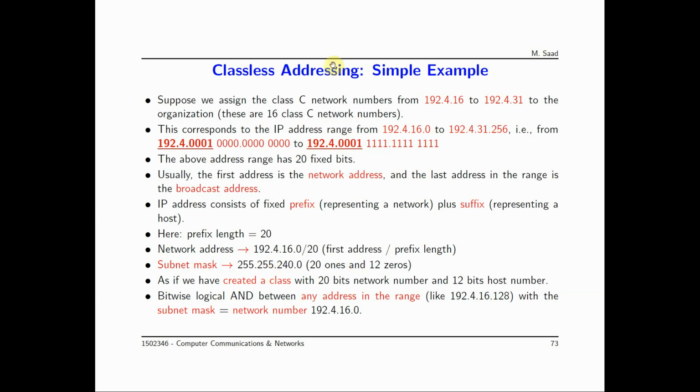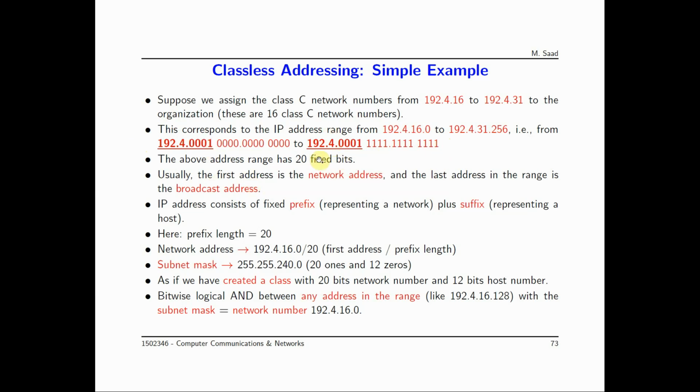Now, in the classless addressing scenario, we also have a subnet mask, right? And the subnet mask will reflect how many fixed bits we have. Remember, the subnet mask was a sequence of ones followed by a sequence of zeros. We have ones in the bit positions that reflect the network and subnet ID if we have a subnet, so network ID in general. And we have zeros in the bit positions that represent the host ID. So for our block of IP addresses, what is the subnet mask?